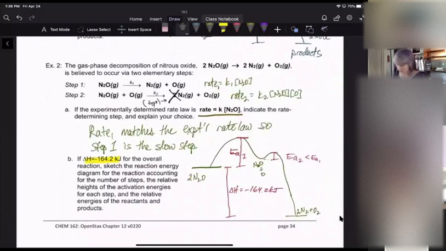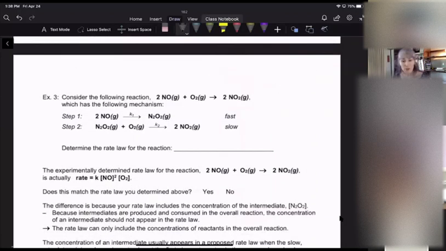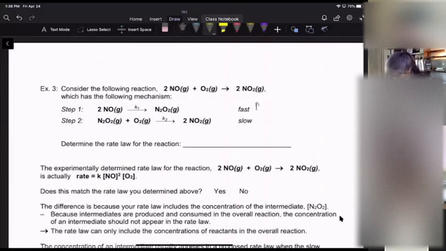All right, let's look at the next one. I think we're just about getting to the part that is not explained in the textbook. Number 3 still is. Number 3 is pretty much the same as what we've been doing. So we have a fast step and a slow step. So what should be our rate? I'll just go ahead and write both steps. Yeah, this one's a little more complicated, isn't it?